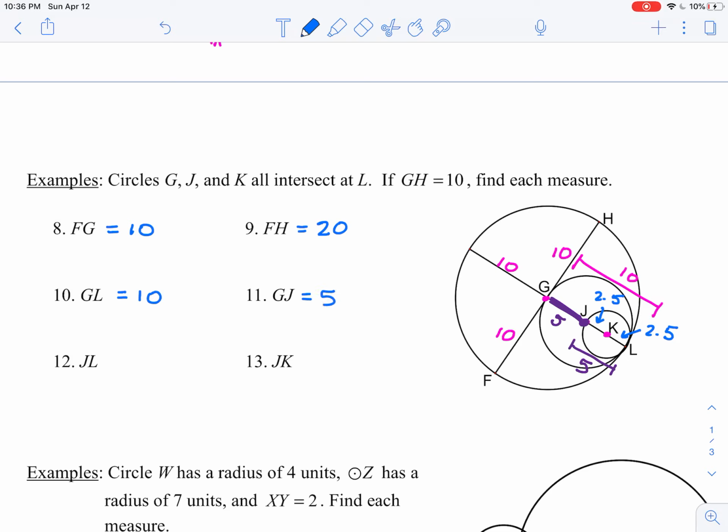GJ we marked as 5. JL was 5 as well. And the last one, JK, we marked on our picture as 2.5.